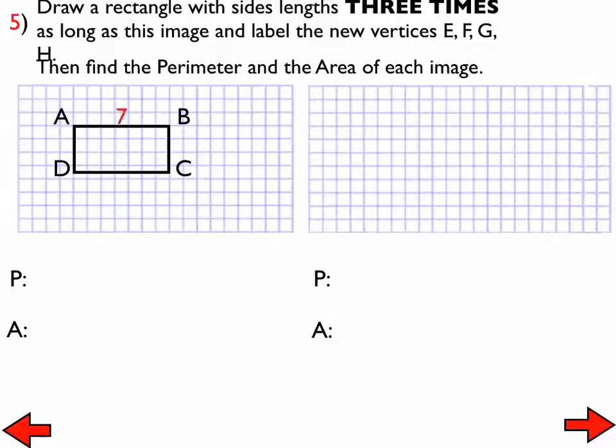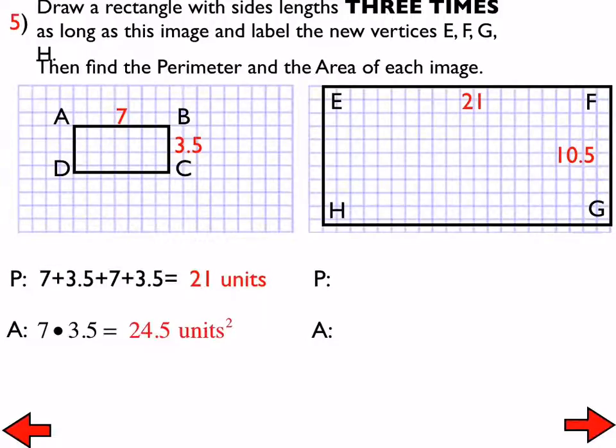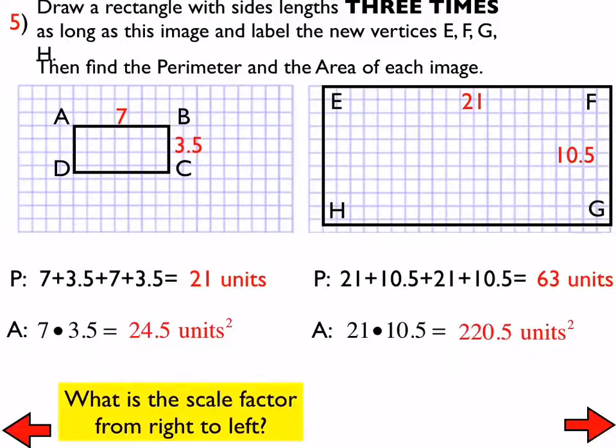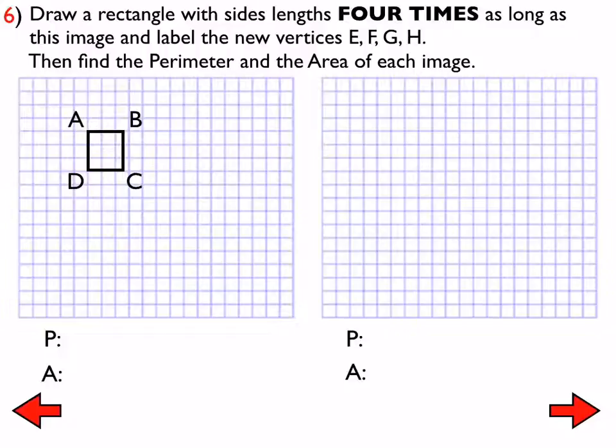All right, number 5. Our rectangle looks like this. We're creating a rectangle with side lengths 3 times as big. So it better be 21 by 10.5. And since we were enlarging it by 3 times, that means our scale factor is also 3. Notice that our perimeter is 3 times as big, but our area is 9 times as big.